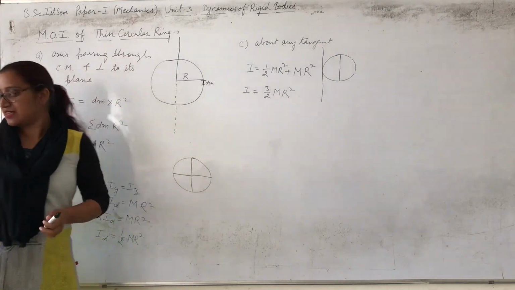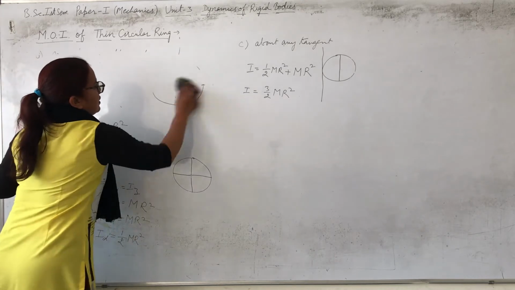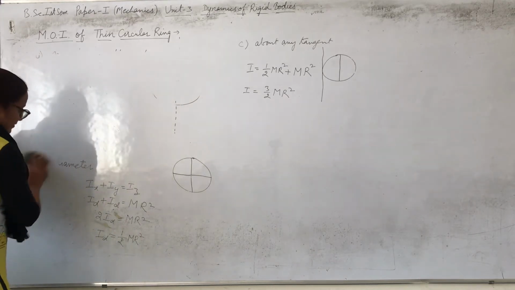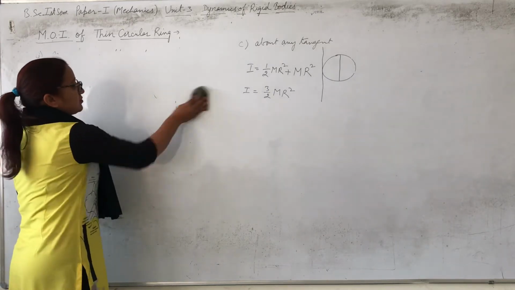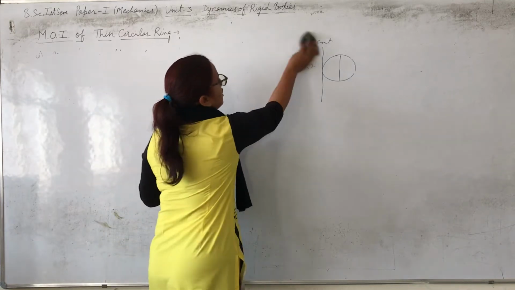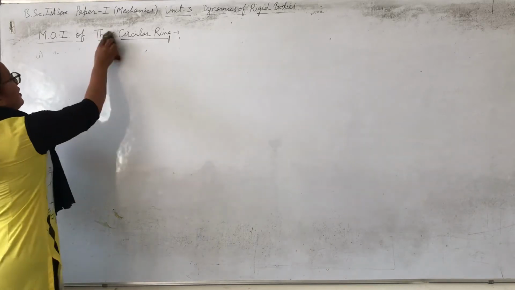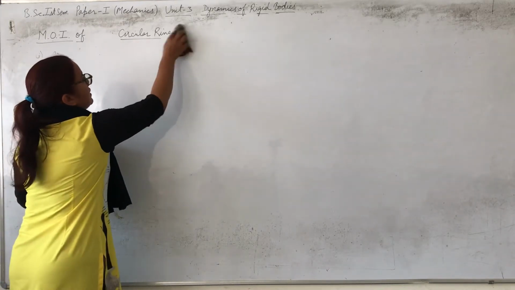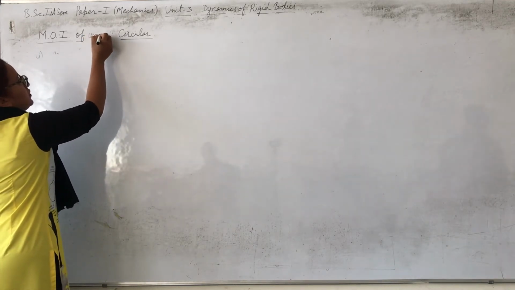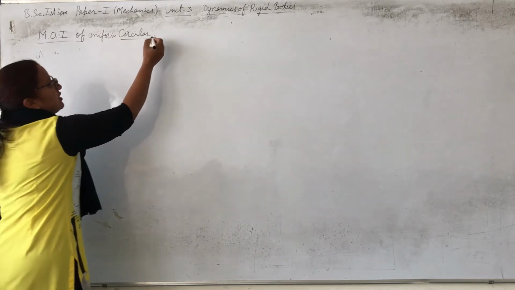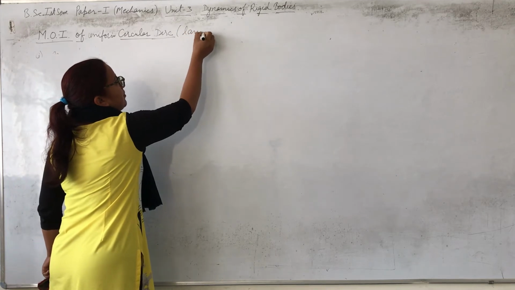Now we move to next article, that is, now we will calculate moment of inertia of a circular disc. That article is important, and students, this article we have discussed because the results of this article will be utilized in calculating moment of inertia of circular lamina or circular disc. Moment of inertia of a uniform circular disc, or you can say lamina.